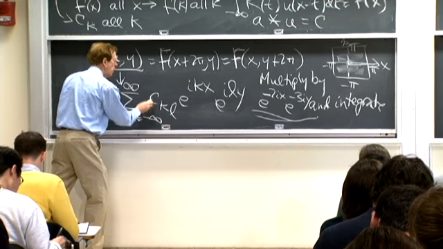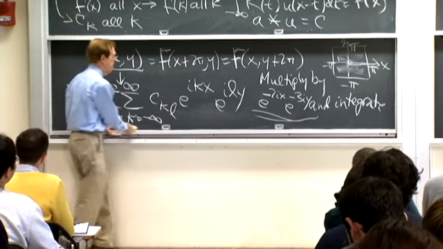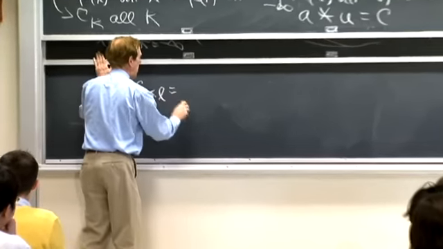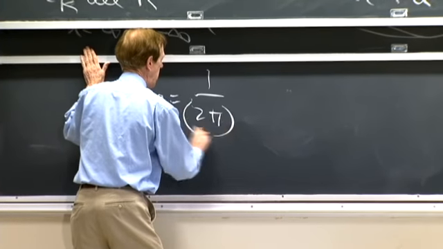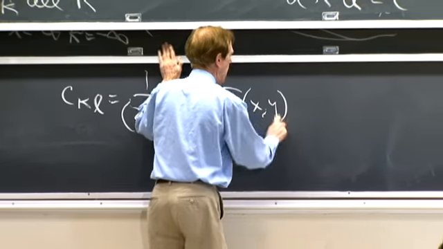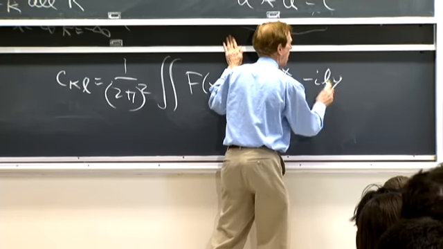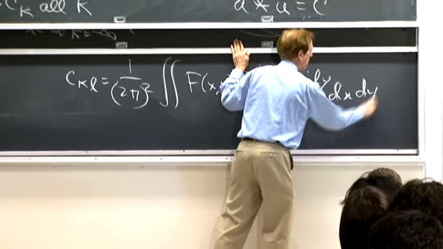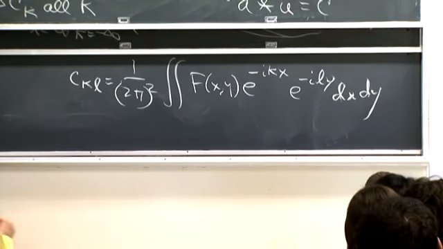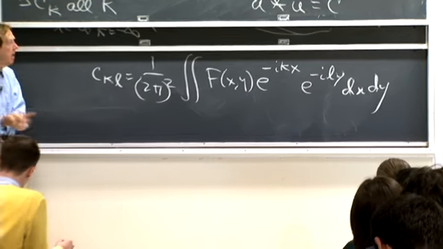So the formula will be C_kl. C_kl will be, do you want me to write this formula? I'll write it here and then forget it right away. C_kl will be 1 over 2 pi squared, the integral of my function times e to the minus i kx times e to the minus i ly dx dy. So that just makes the point that there's nothing new here. It's just up a dimension.